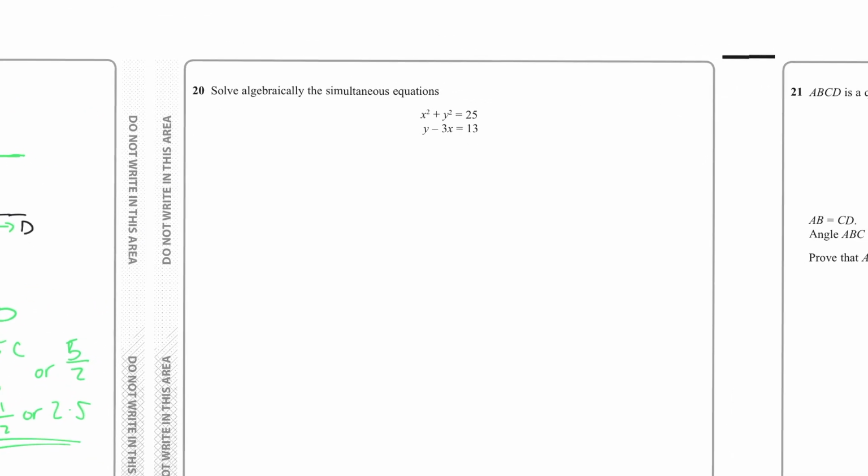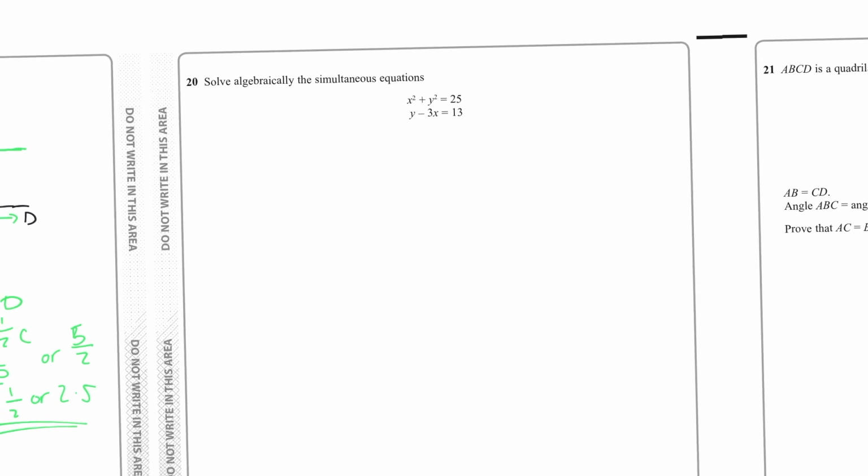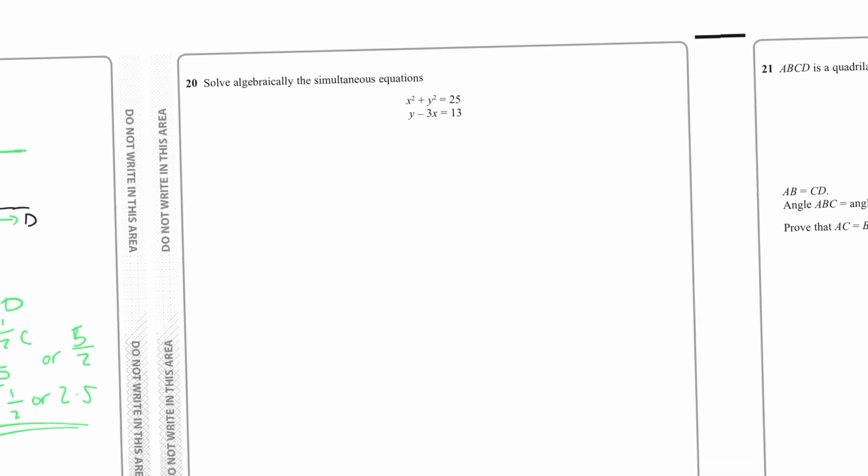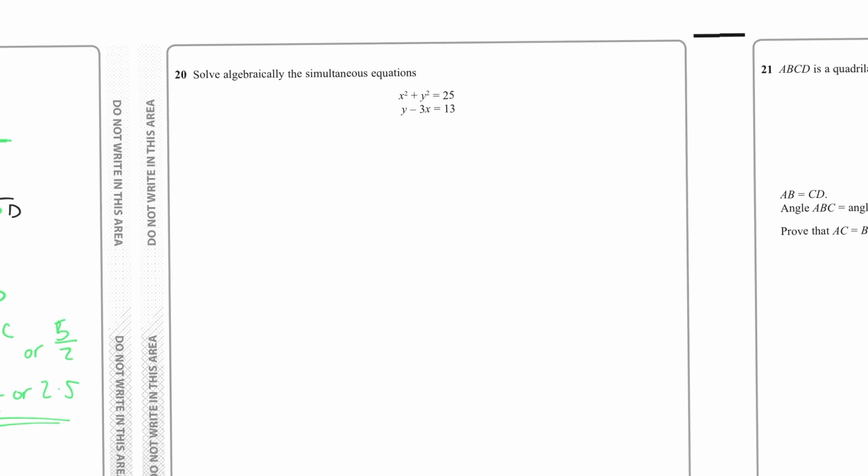Okay, and then question 20, we've got quadratic simultaneous equations. So in terms of answering these questions, we are nearly done, guys. In these questions, you always get a quadratic equation on the top and the linear at the bottom. So the first thing I want us to do is rearrange the linear equation, so we've got y minus 3x is equal to 13. Let's make y the subject. So it will be y is equal to 3x plus 13.